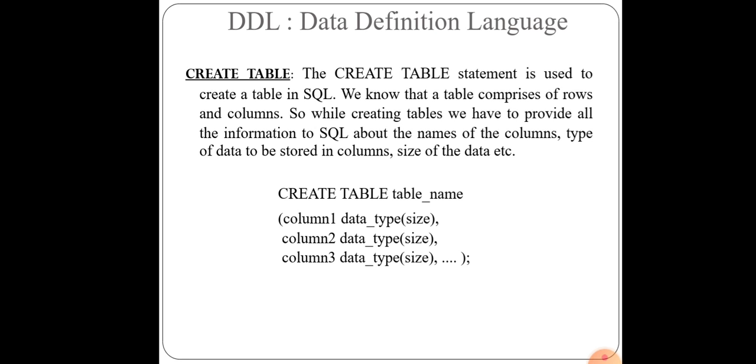Now, we all know that a table comprises rows and columns. So the field names or the attributes are defined in the create table command. The syntax for the same is given in the slide. Create table, then define the name of the table, then within the brackets the first field name, its data type and size, then the second field name, its data type and size, and so on. As many columns as you have in your table, that many fields you have to define.